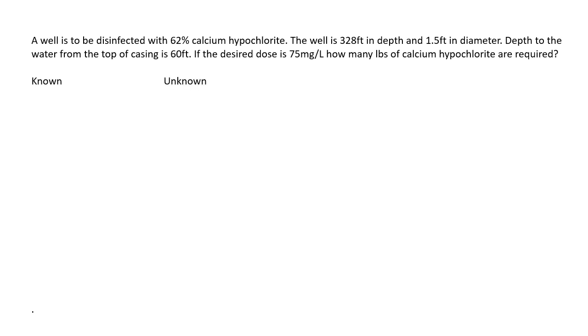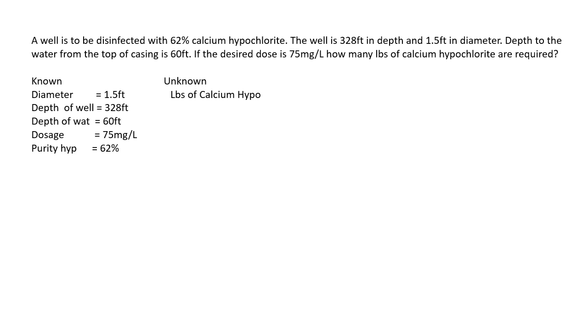First, we're going to pull our knowns and our unknowns out of this question. So what we know is the diameter is 1.5 feet, the depth of the well is 328 feet, the depth of the water is 60 feet, the dosage is 75 milligrams per liter, the purity of the hypochlorite is 62%, and what we don't know is how many pounds of calcium hypochlorite are going to be required to disinfect this well. So our unknown lets us know that we are going to be doing a pounds formula.